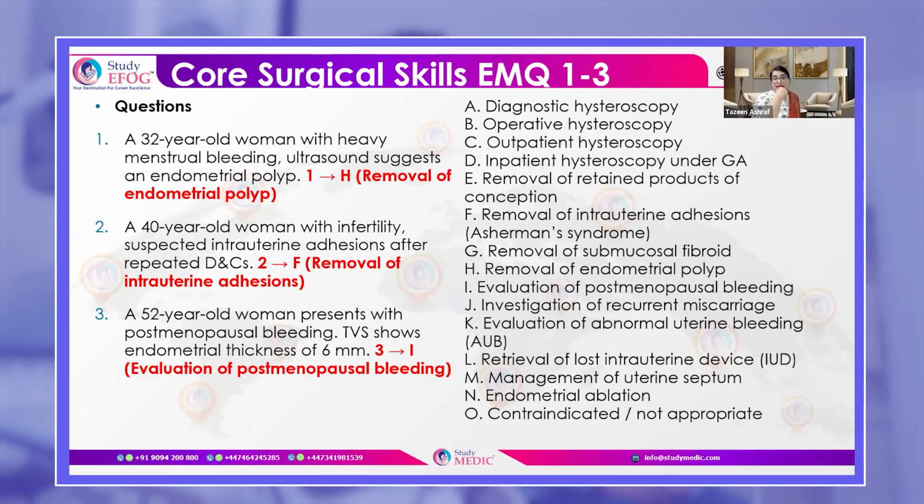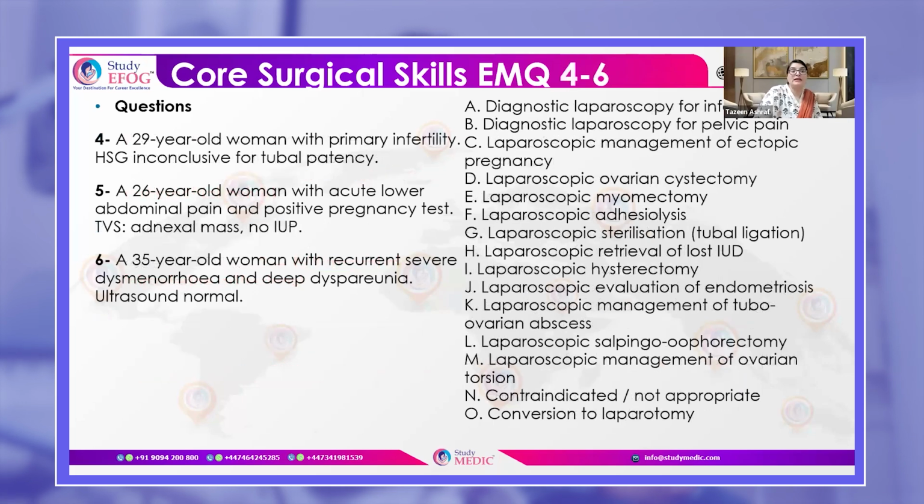And the third woman is presenting with postmenopausal bleeding with endometrial thickness of 6 mm. So the most suitable option in this is evaluation of the postmenopausal bleeding. So hysteroscopy-guided biopsy can be taken, but if we say just hysteroscopy, or if we say evaluation of postmenopausal bleeding, then definitely evaluation of postmenopausal bleeding is the more suitable option in that scenario. The next question says that a 29-year-old woman with primary subfertility, hysterosalpingography is inconclusive for tubal patency. Okay, so what can be the suitable options for this woman?